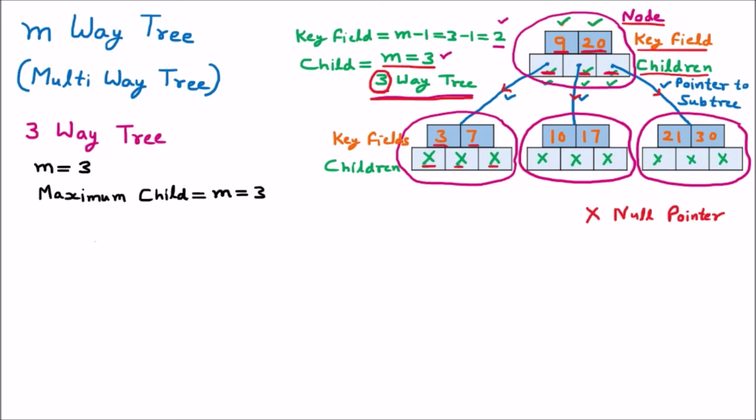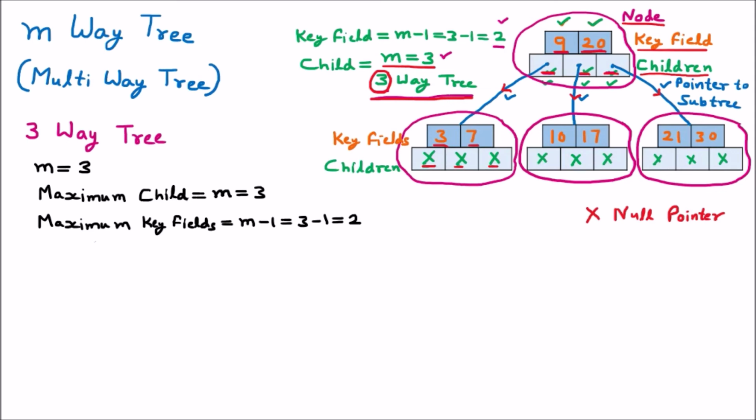Now we are going to find out the maximum key fields. Maximum key fields is equal to m minus 1. So key fields m minus 1 is equal to 3 minus 1, and that is equal to 2. So every node in the three-way tree will be having a maximum number of children, that is 3, and maximum key fields, that is 2.